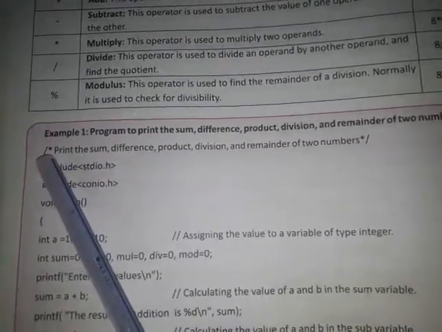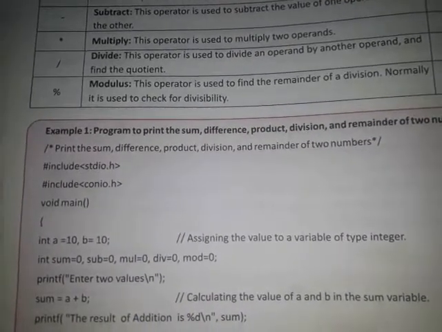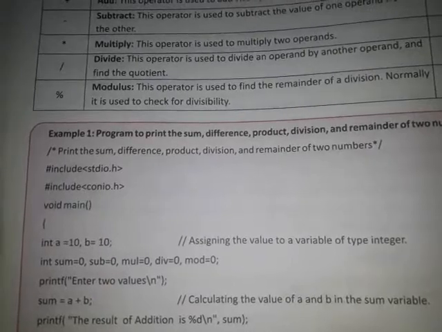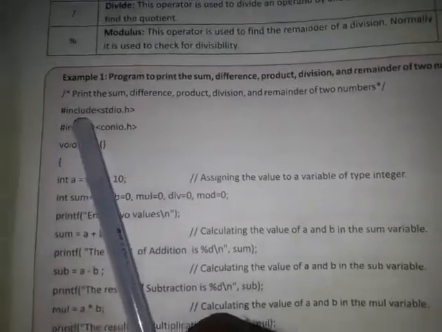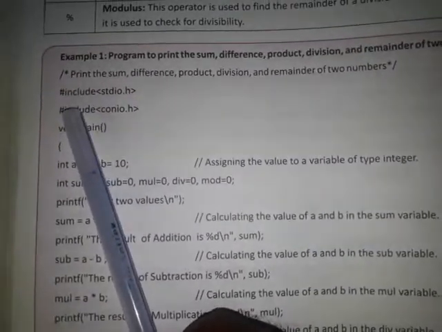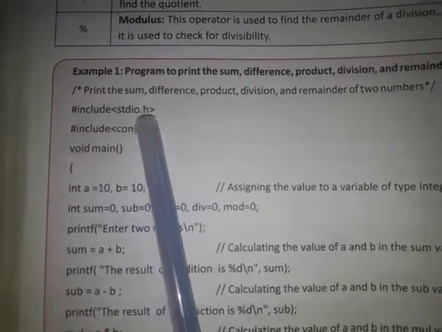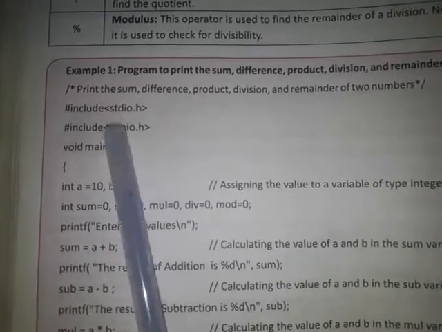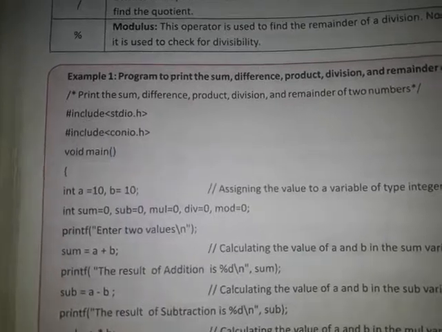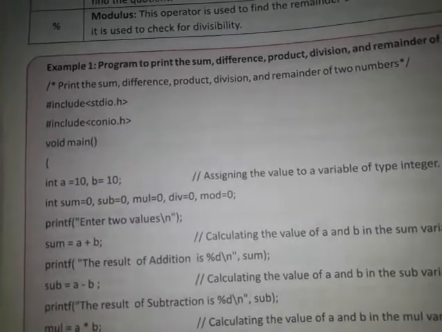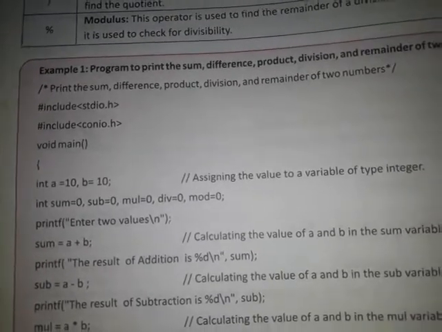When you write something between this type of symbol, it is like a comment, and the compiler will not read this line. It is ignored. It is for the user to understand what is in the program. Now our program starts from here. We have already discussed the structure of the C program. So let us see here: hash include stdio.h, hash include conio.h. These are the two header files included in our program, because these header files contain the definitions of the predefined functions which we are going to use.